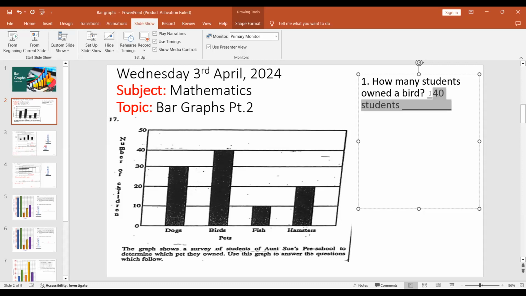That one is pretty simple. Do we understand how we got that, right? I think that's clear. Yes, sir. Okay, so that's the first one. How many students own the bird? The answer is 40. We just gotta look at the bar graph and we can determine that that's 40. Next question, question number 2.